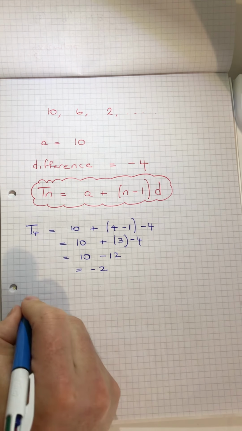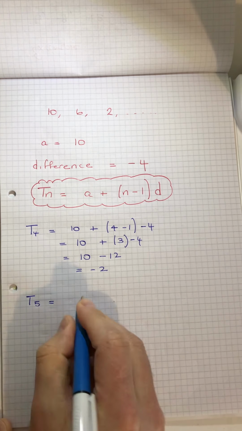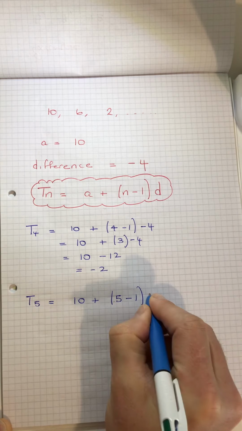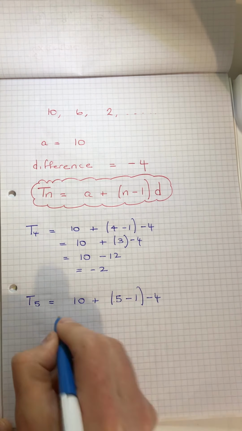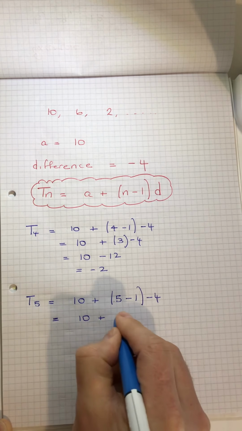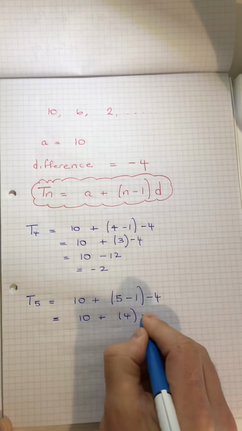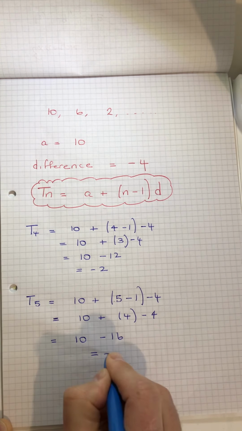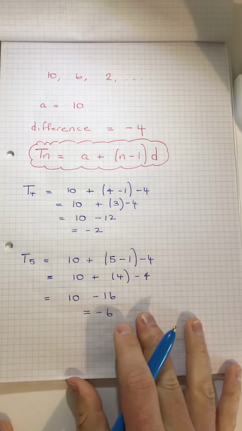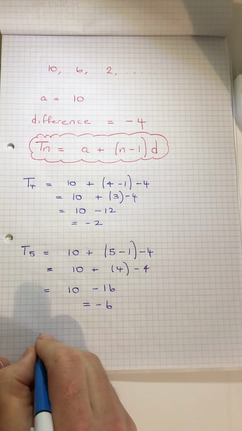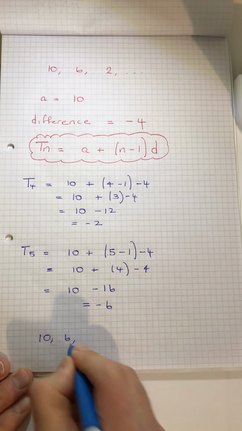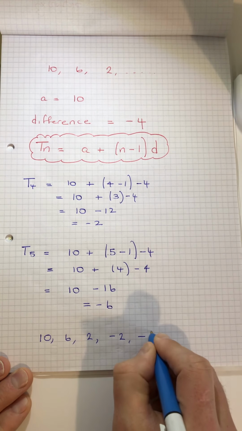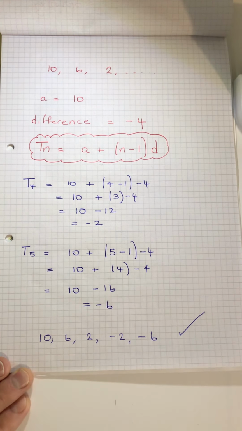Okay, if I wanted T5, 10 plus 5 take 1 times, again the difference is minus 4, which would be 10 plus 5 take 1 is 4 times minus 4, which would be 10 take 16, which would be minus 6. So let's check our series. We started with 10, take 4 is 6, take 4 is 2, take 4 is minus 2, take 4 is minus 6, which is correct.